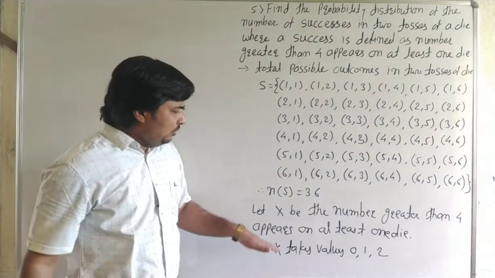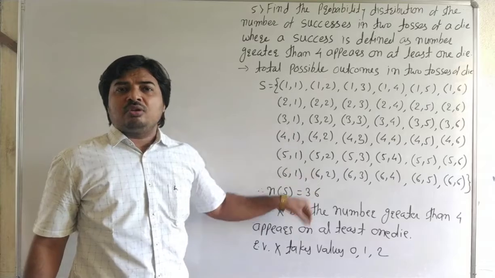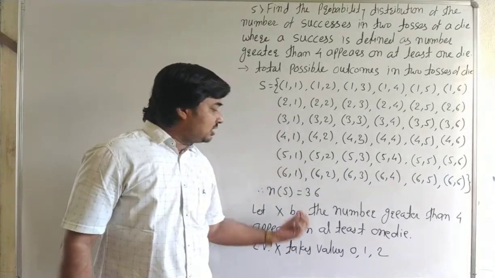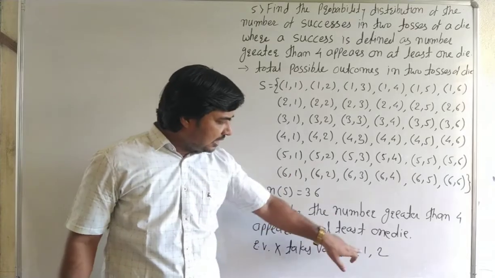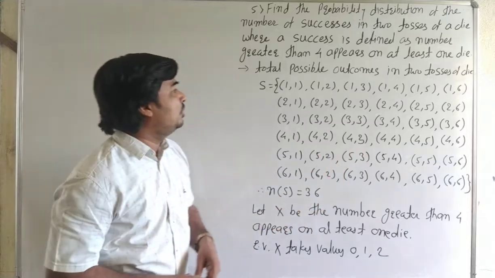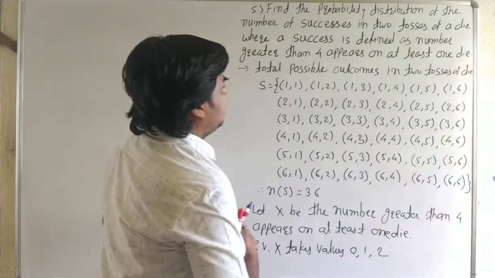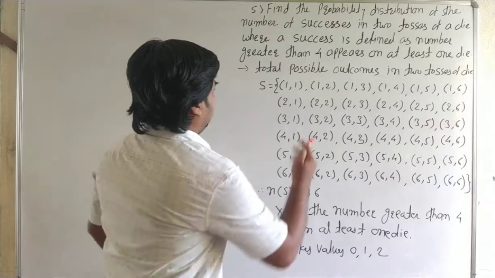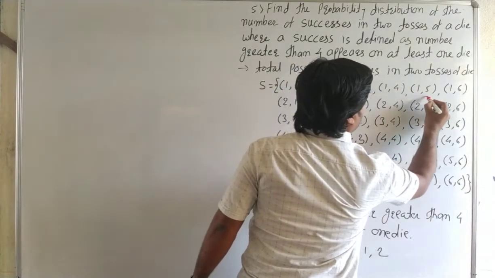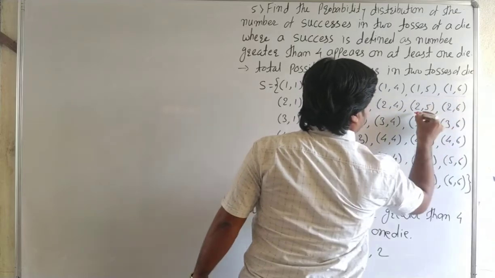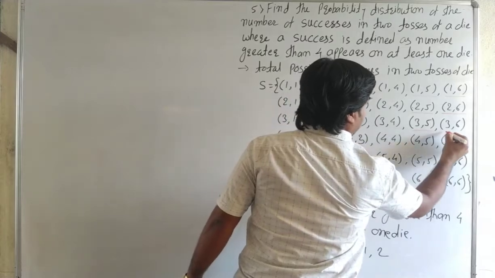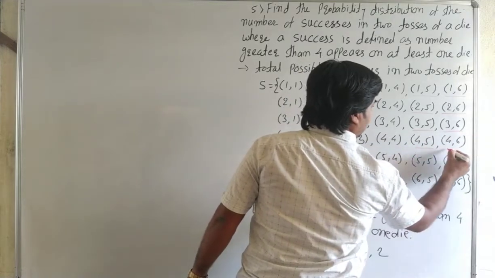Now we count the number of outcomes for 0, 1 or 2. That means how many times the random variable takes the value 0, how many times it takes value 1, and how many times it takes value 2. Now see carefully this. Here it is 0, 0, 0, 0. Here it is 1, 1, 1, 1, 1, 1, at least one die.